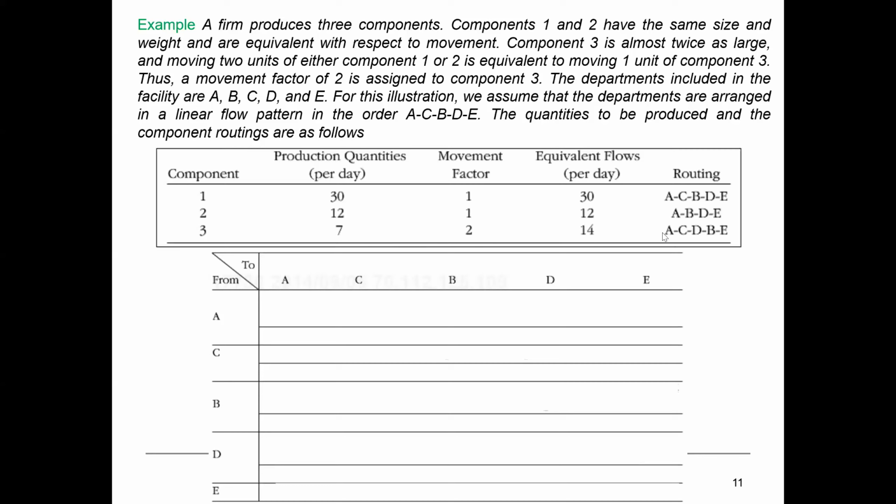And this is the routing, A, C, D, B, E. And you'll see why the routing is important, because now we want to create this flow-to chart from-to chart, and we're going to take that into account. So let's start with component 1. Component 1 goes from A to C first.